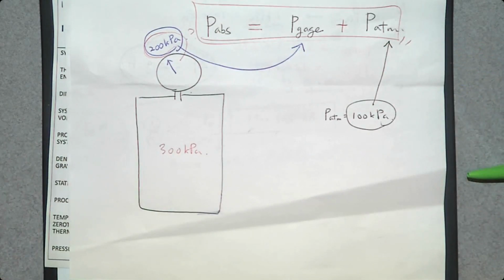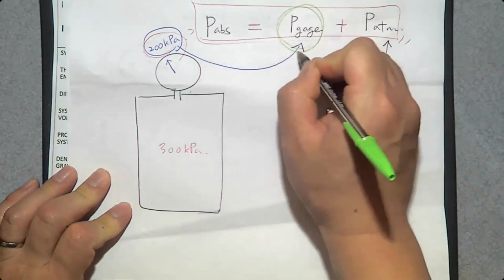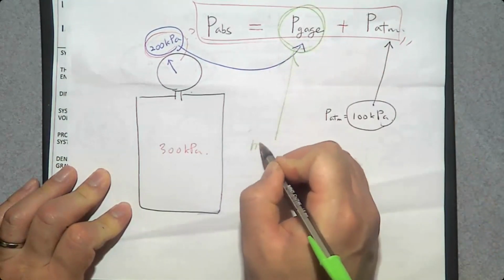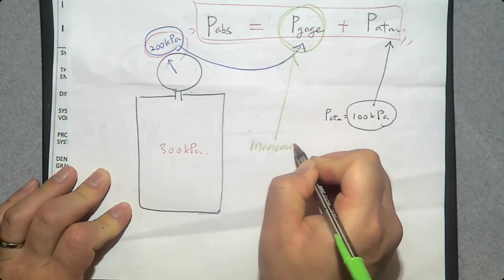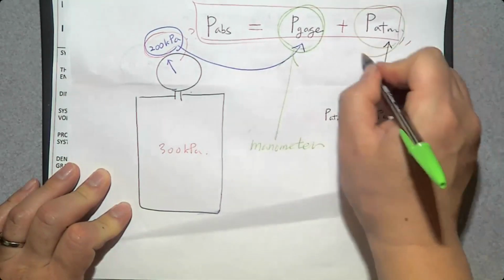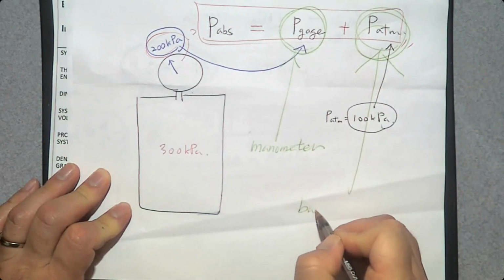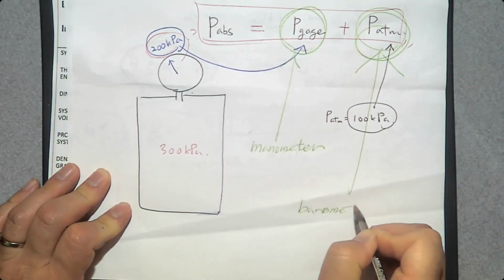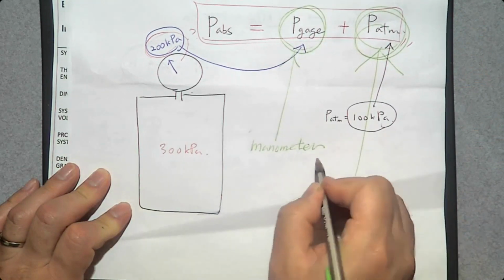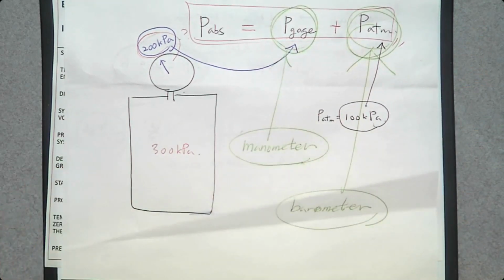Then how can we measure this gauge pressure? By manometer. And how can we measure this atmospheric pressure? By a barometer. So we are going to study how these two work. Okay, so starting with manometer.